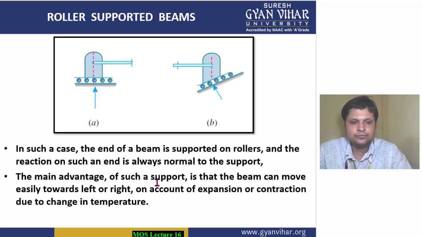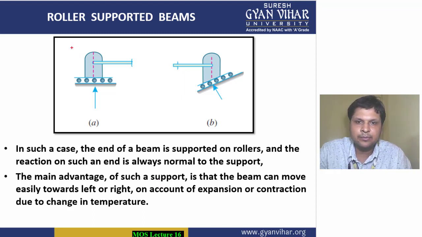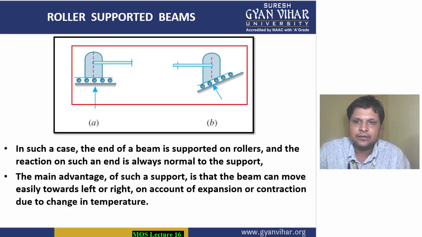Roller support, as you know, here the beam is supported with the help of rollers, and these are helpful at the time when there is some thermal contraction or expansion going on in the beam. So in order to allow that expansion and contraction of the beam due to the thermal expansion, we generally make use of roller support. All right. In this case, the end of the beam is supported on rollers, and the reaction on such an end is always normal to the support.